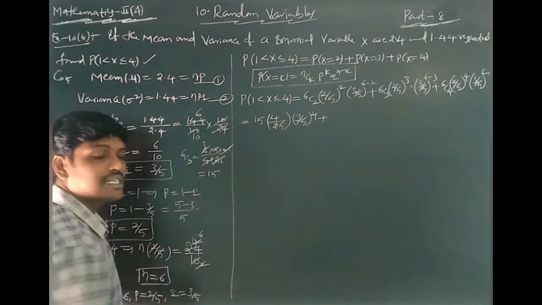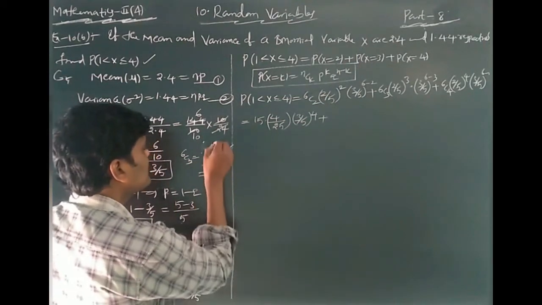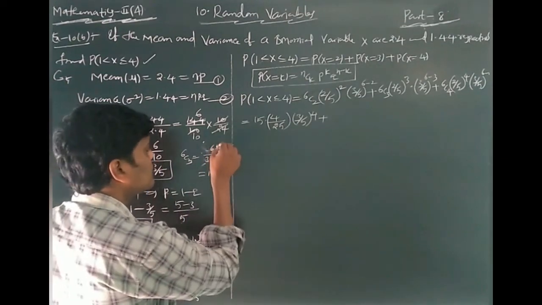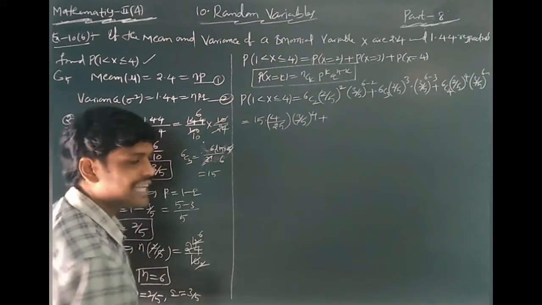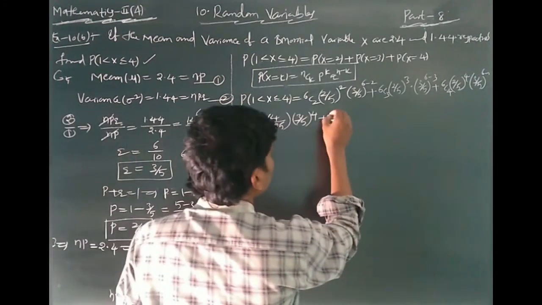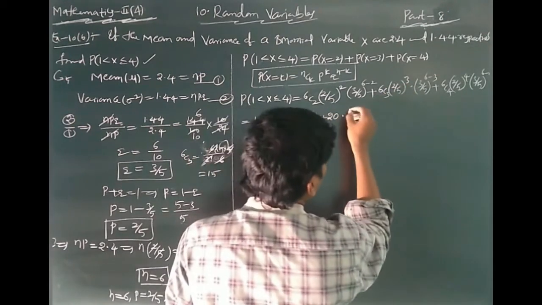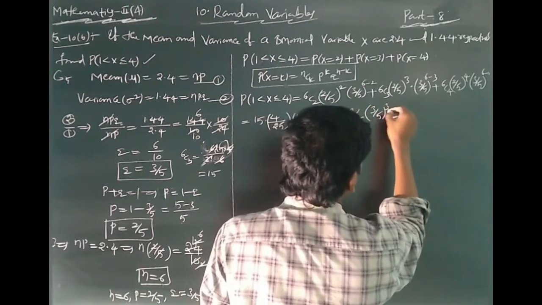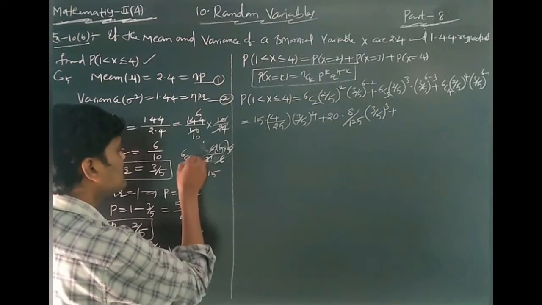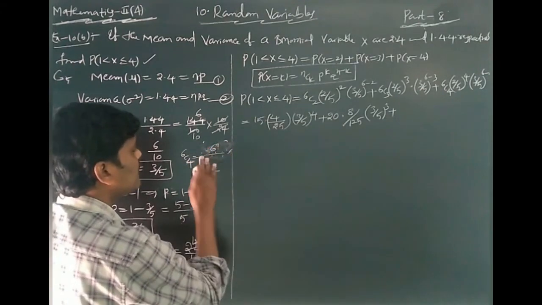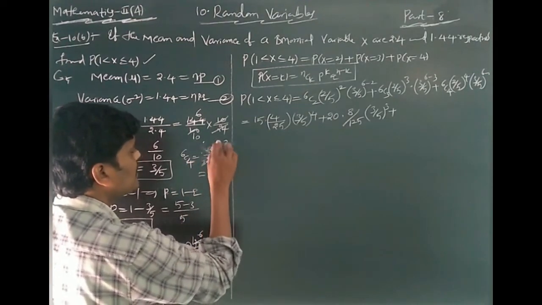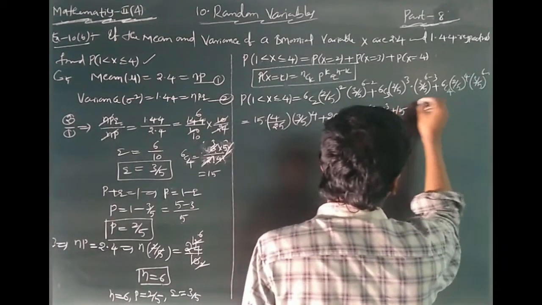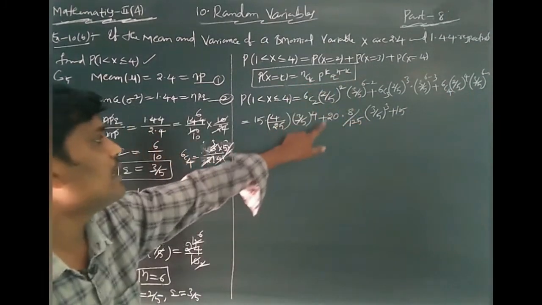What is the value of 6C3? 6C3 value is 6 factorial by (6 minus 3) factorial into 3 factorial. It is 6 into 5 into 4, and the 3 factorial gets canceled. 6 and 6 cancel, 5 4s are 20. 6C3 value is 20. 2 cube is 8, 5 cube is 125, into 3 by 5 all power 3. Plus 6C4, which is nothing but 6 factorial by (6 minus 4) factorial, that is 2 factorial into 4 factorial. This is 6 into 5 into 4 factorial, 4 factorial cancels, 2 1s are 2, 3 2s are 6, you get 15. So 6C4 value 15, 6C3 value 20, 6C2 value 15.